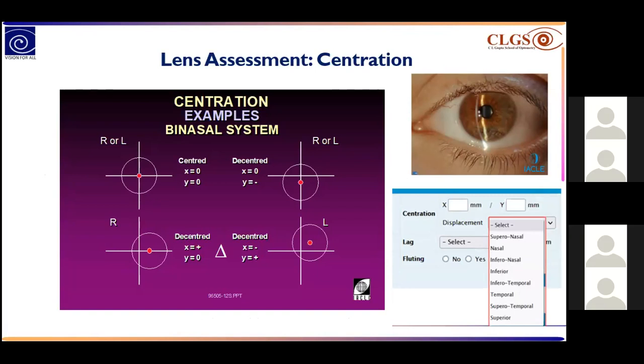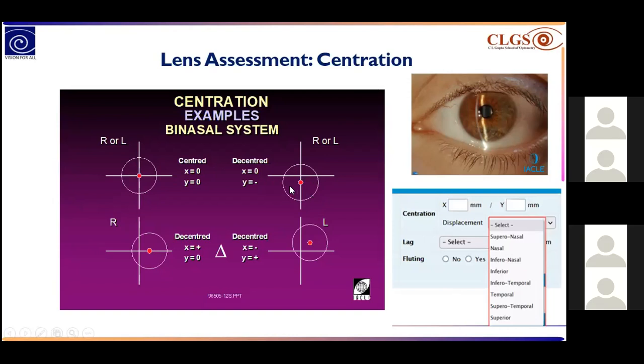So the lens can be decentered in any of the gaze positions. For example, in this image you can see this is your right eye and this is your left eye. In the right eye you can see the lens is well centered, but in the left eye you can see the lens is slightly decentered inferiorly.